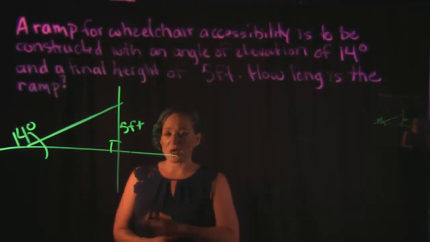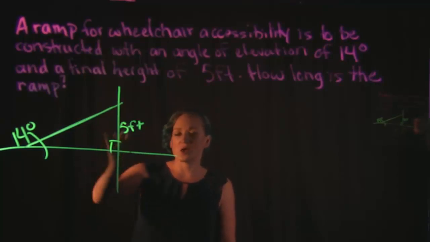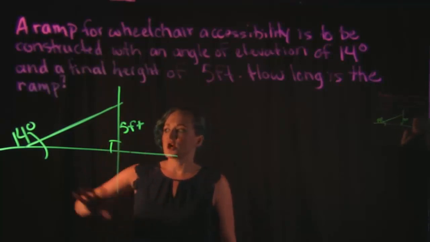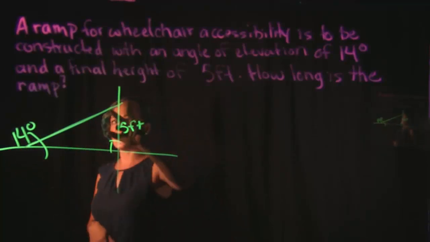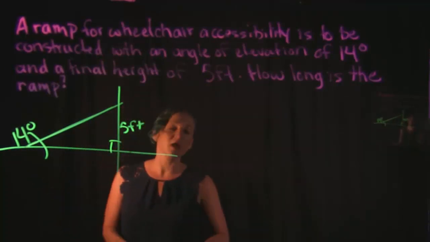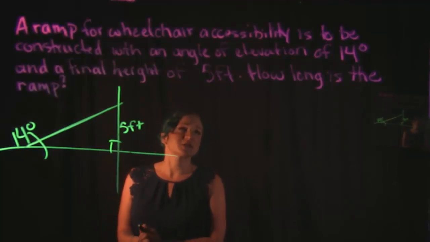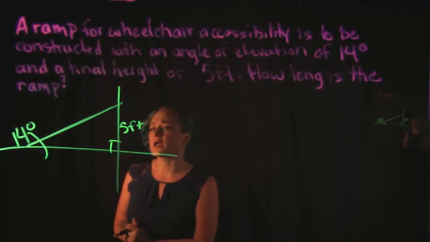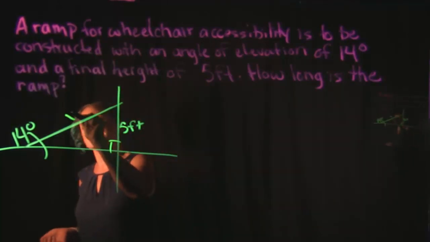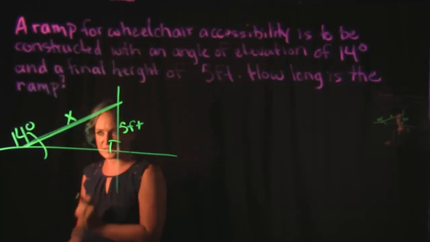We should know that a triangle has 180 degrees. We know that this angle here is our right angle, so that's 90 degrees. So we can take 180 minus 90 minus 14, and we can get this angle up over here if we needed to solve for it. This particular problem is not asking us to do that. What it does want us to find out is how long is the ramp. So that's this length right over here, how long this ramp is.